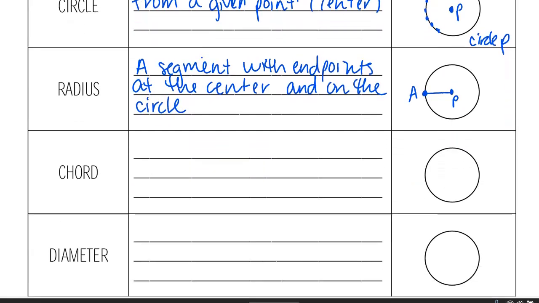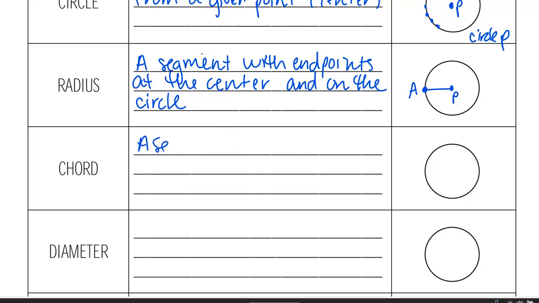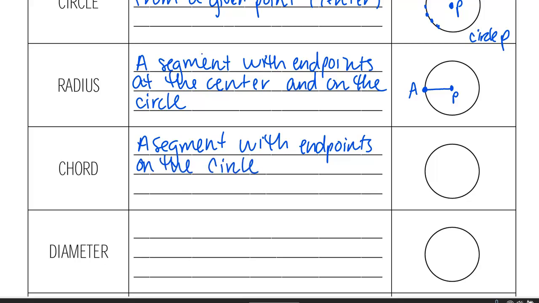Okay, we have a chord. A chord is a segment with endpoints on the circle. You'll notice it does not say that it goes from the center. So a chord is different from a radius. A chord could be a point here and a point here, running like that. It just has endpoints on the circle, and it's a line segment. If we call that JK, that would be line segment JK, and it would be a chord because it's not running through the center.